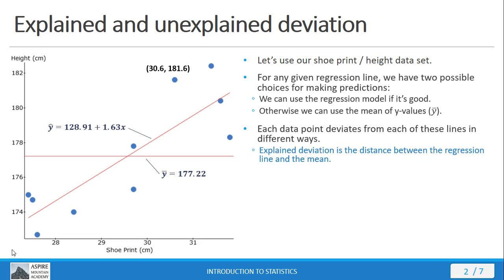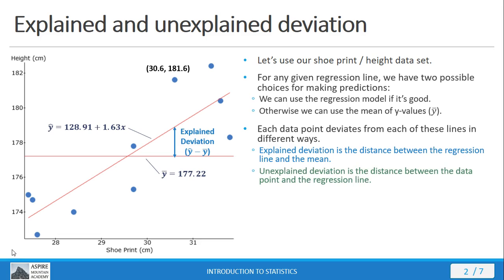So explained deviation is going to be the distance between the regression line and the mean. So if you look directly below that data point along a vertical line, just imagine a vertical line there, then this distance here directly below that data point, that is the difference between the regression line and the mean line, that is what we call explained deviation. We call it explained deviation because we know where the mean value comes from, we know where the regression line comes from, and so the difference there can be explained.